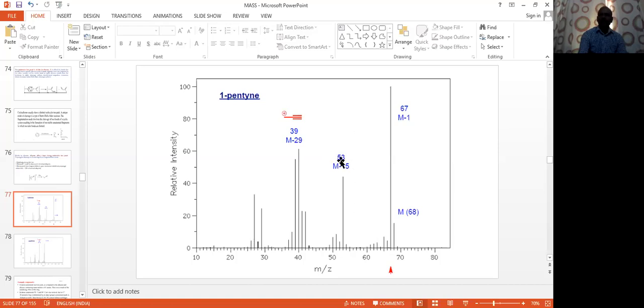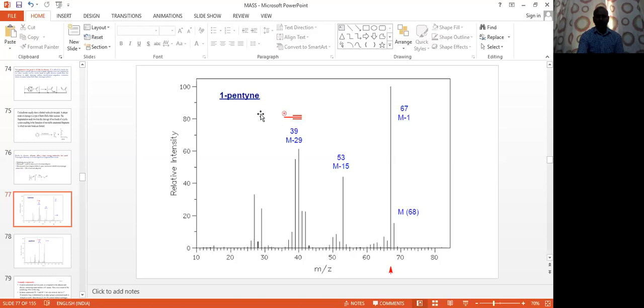That m/z value 53 represents the loss of CH3, and then you have the M-29 peak, which gives you the propargyl cation. So one pentyne structure right here: CH3, CH2, C triple bond CH. 5 carbons will be there, and in this structure we have 3 carbons, 1, 2, 3. 3 carbons are there, and 2 carbons are removed.